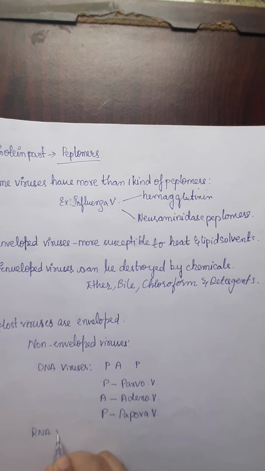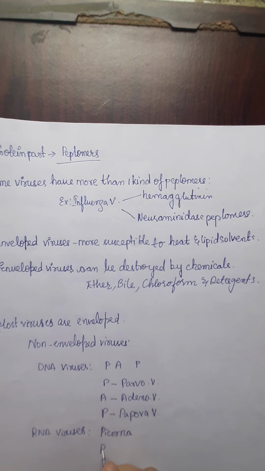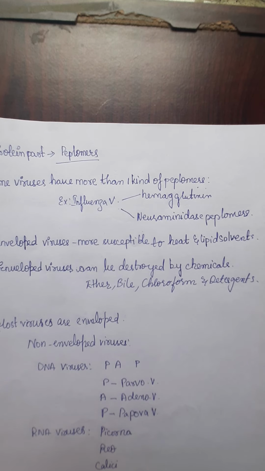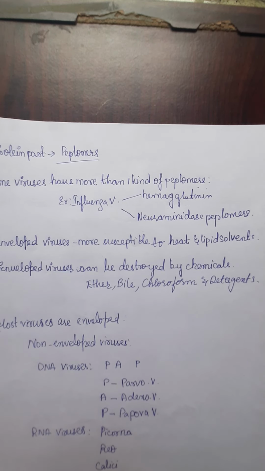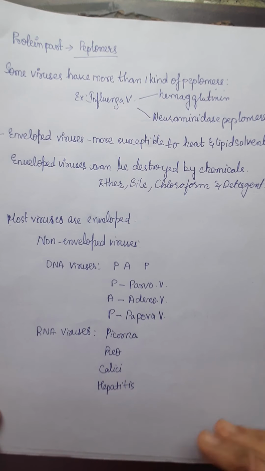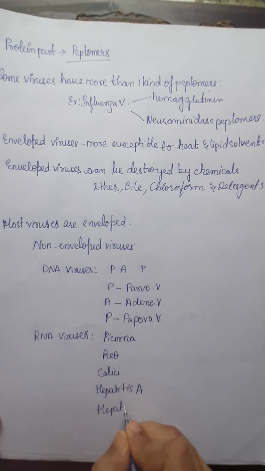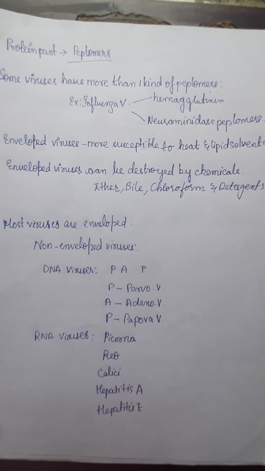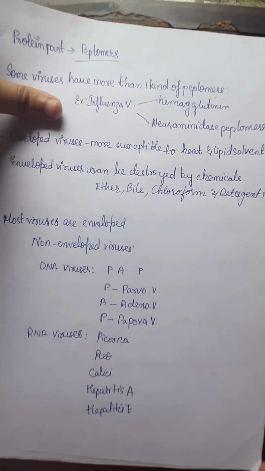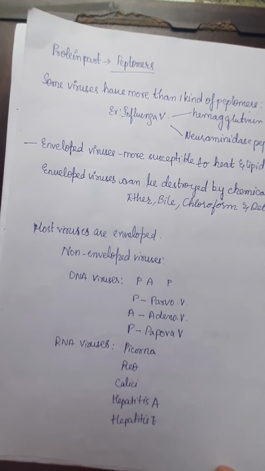RNA viruses which are non-enveloped: picornavirus, reovirus, calicivirus, hepatitis A virus, and hepatitis E virus. So these have no envelope.